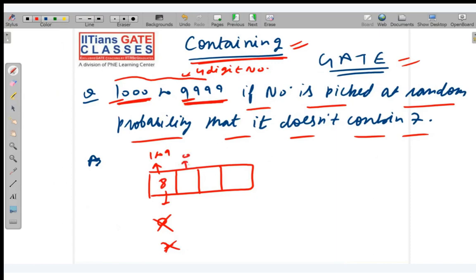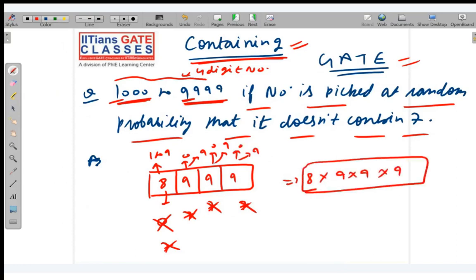Okay, so now here from 0 to 9 I can have, but 7 is not allowed, so 9 possibilities are here. Okay, here also 0 to 9, so again 9 possibility, because 7 is not allowed. Here 7 is not allowed, so again 9 possibilities from 0 to 9. Okay, so how many numbers? 8 into 9 into 9 into 9. And what they are saying, probability that if number picked at random that it does not contain 7. So how many total numbers are there? These are the desired, which does not contain 7.